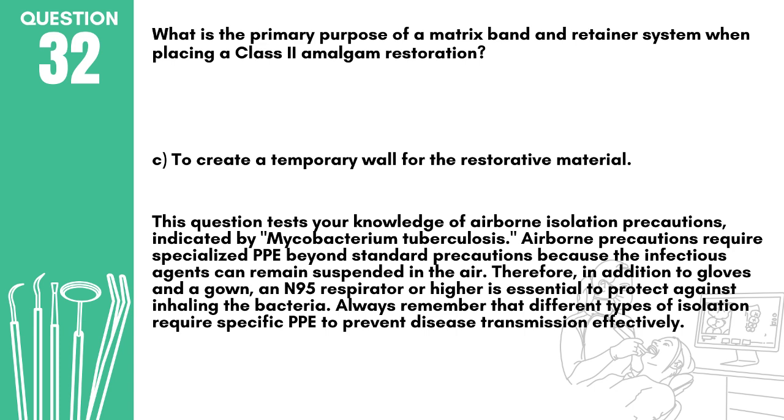This temporary wall contains the restorative material, like amalgam, and helps shape it to restore the natural contour of the tooth, ensuring proper contact with the adjacent tooth. It does not primarily protect adjacent teeth, though it helps hold amalgam during setting, which requires condensation, or isolate from moisture, which is done by a rubber dam. For instance, without a matrix band, the amalgam would simply spill into the space between teeth. Always remember that the matrix band acts as a crucial temporary wall for building up the tooth.